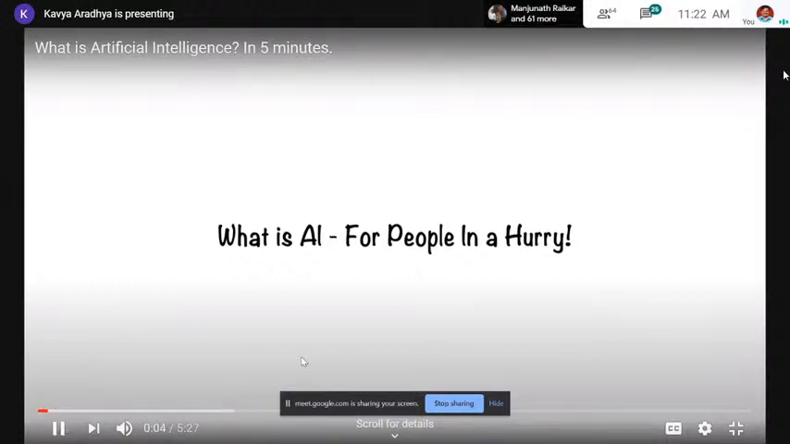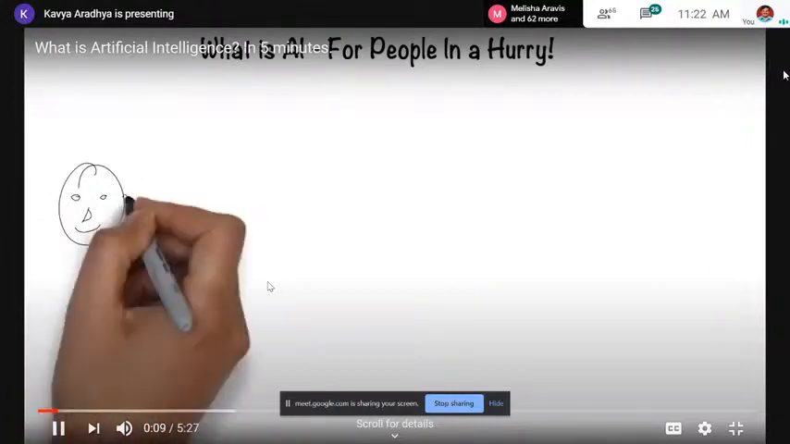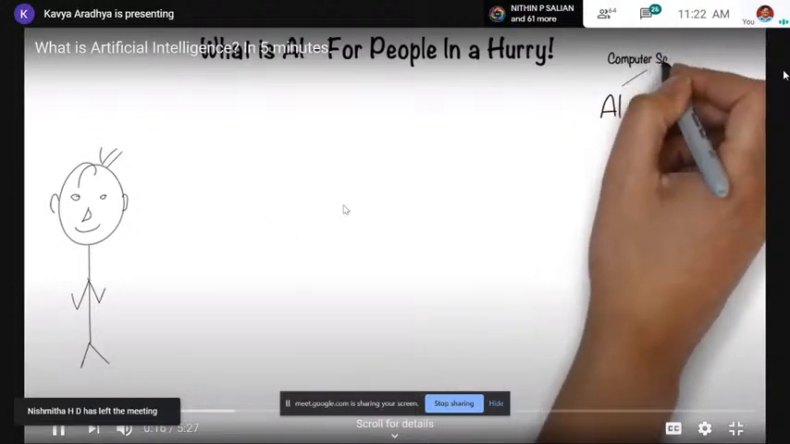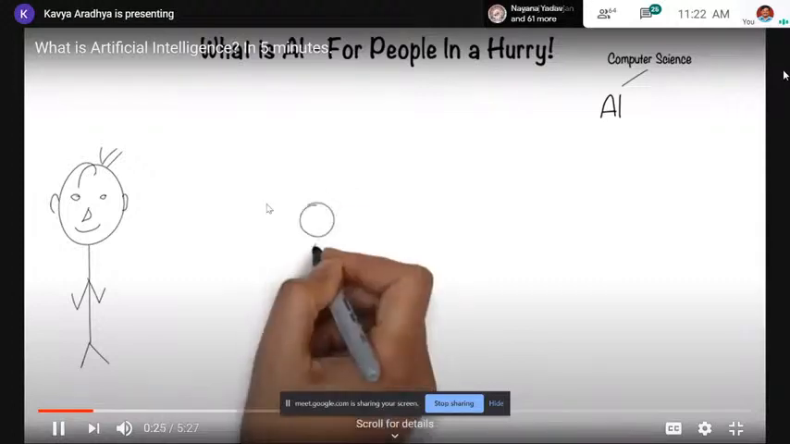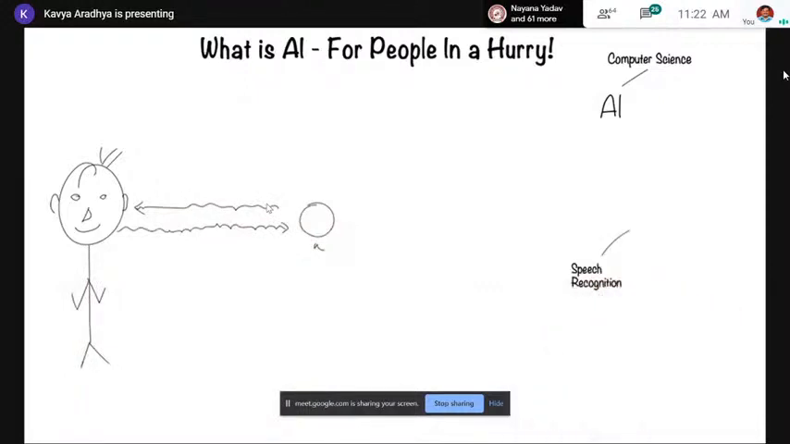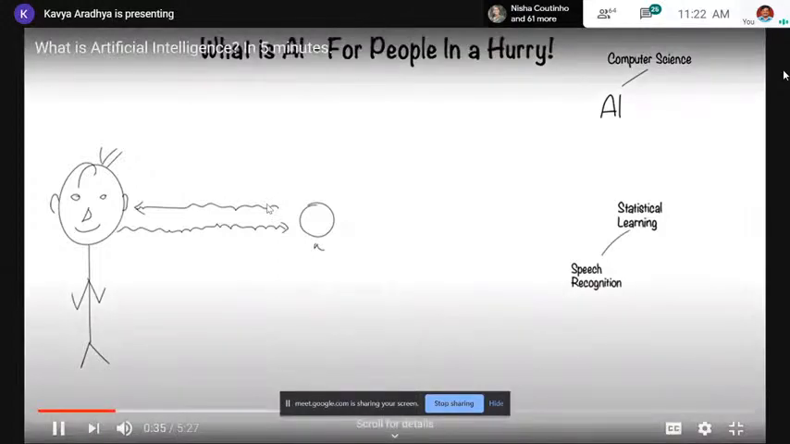The easiest way to think about artificial intelligence is in the context of a human. After all, humans are the most intelligent creatures we know of. AI is a broad branch of computer science. The goal of AI is to create systems that can function intelligently and independently. Humans can speak and listen to communicate through language. This is the field of speech recognition. Much of speech recognition is statistically based, hence it's called statistical learning.